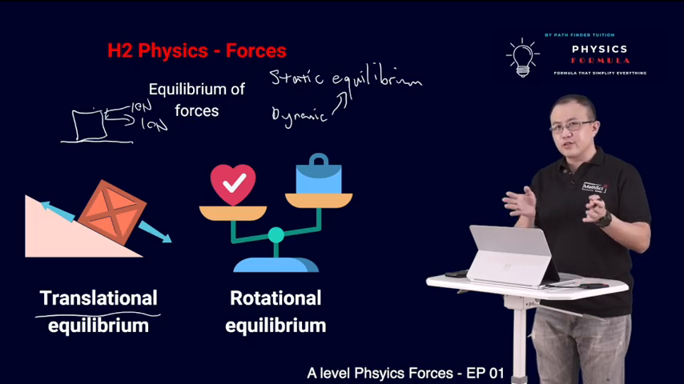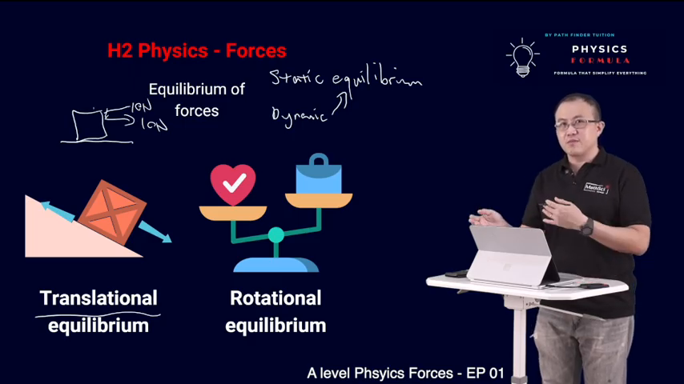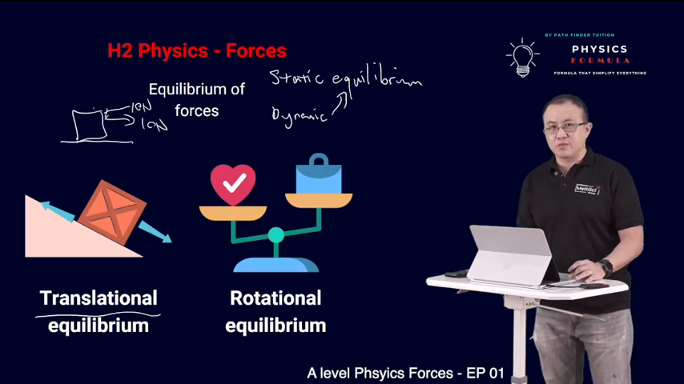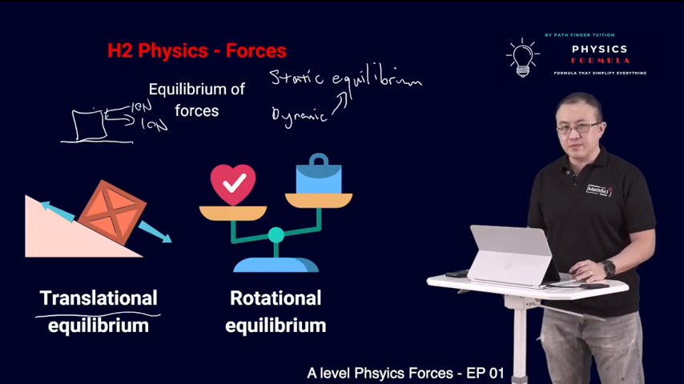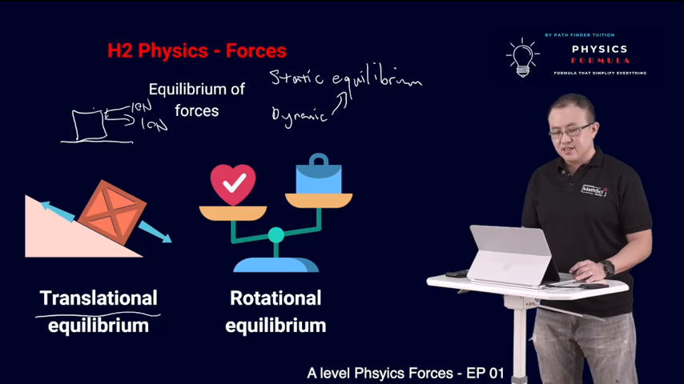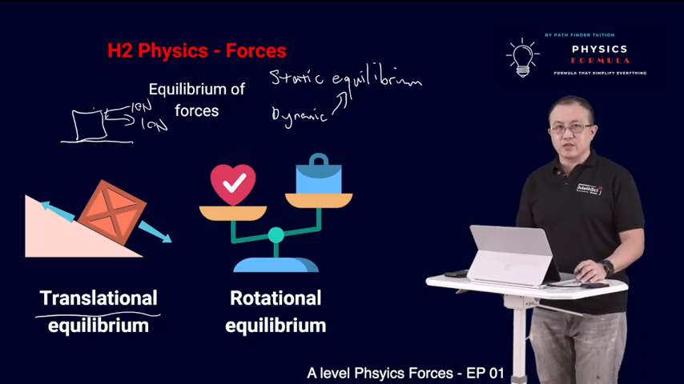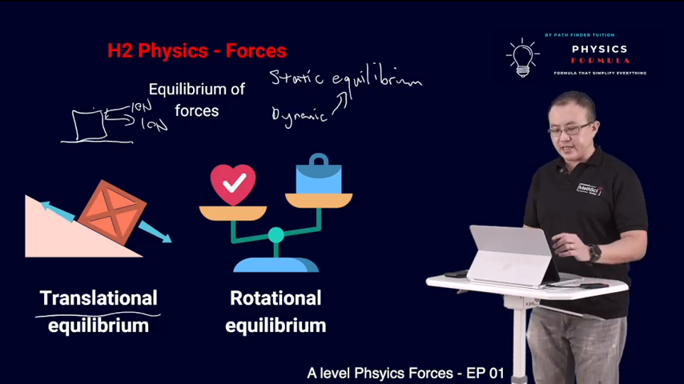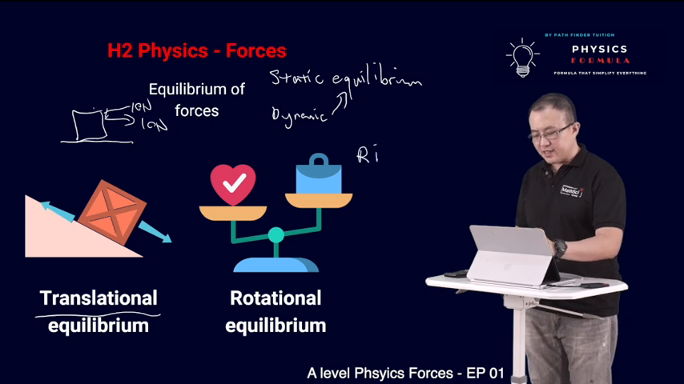Translate means you shift left, right, up, down. Straight line motion. Okay, most of the time it's straight line motion. So translational equilibrium means all the forces are balanced, and if it's static equilibrium, then it means to say that it will not move. Okay, nobody will win. Then the other one is called rotational equilibrium. This one is really pertaining to what we call a rigid body.